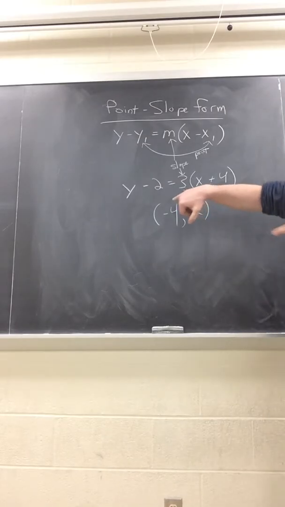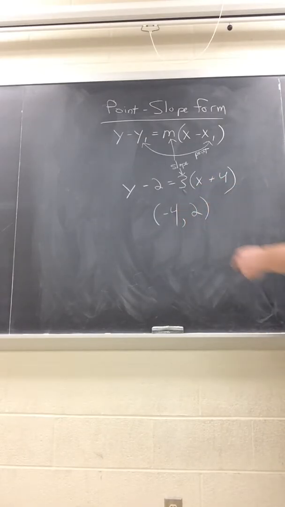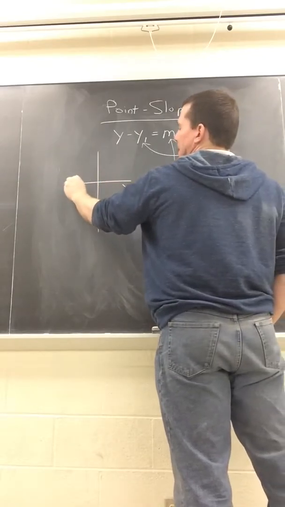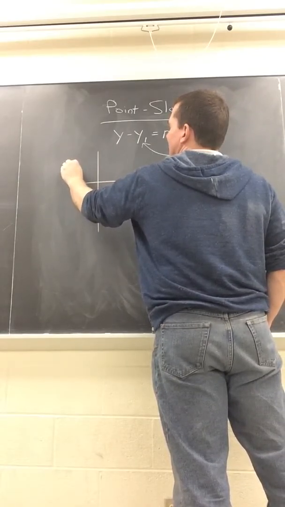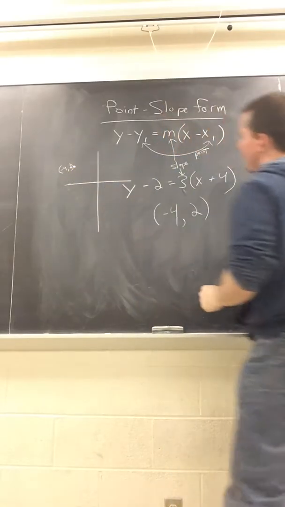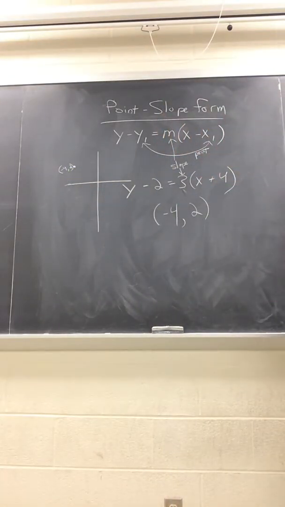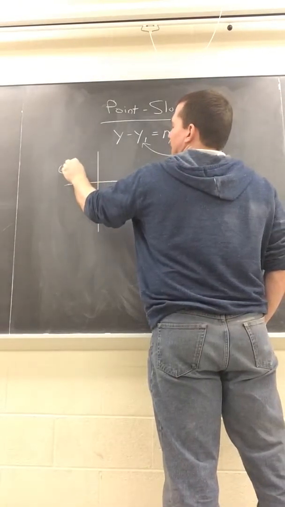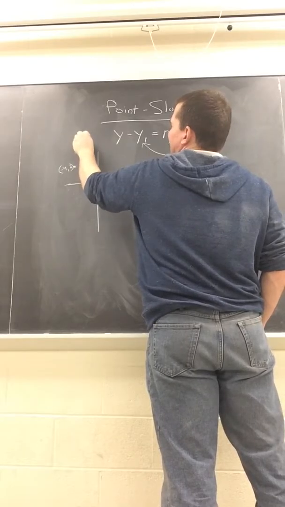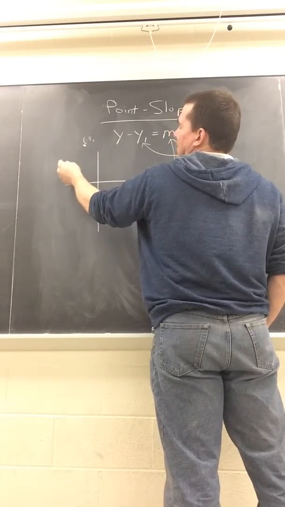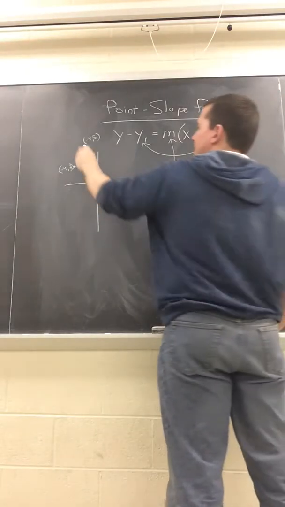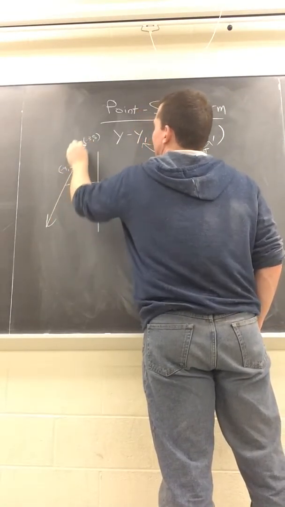But what that means now is if I wanted to, I could graph the line, because I have a point, negative 4, 2. So we'll say negative 4, 2 is right here. And now my slope is 3, which means up 3 over 1. So from negative 4, 2, go up 3 and over 1. And we get negative 3, and if we go up 3, 2 plus 3 is 5. I have 2 points, draw the line between them, and I'm good to go.